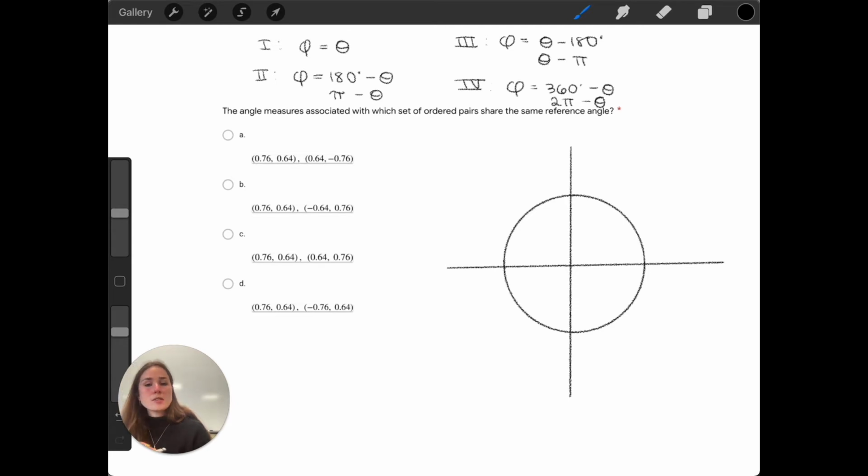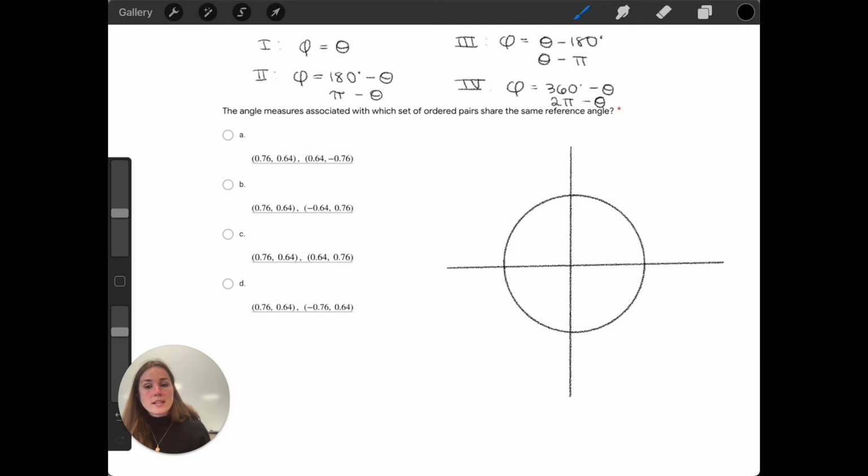So those are just kind of good things to keep down. We don't actually need to calculate reference angles to be able to solve this problem, but I thought it was good just to kind of go over those so that if you did need to, you'd have those there. So let's just kind of look at each of these.